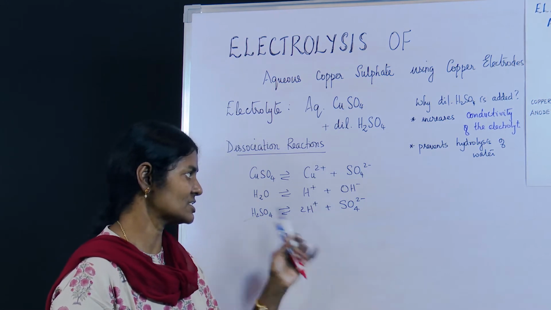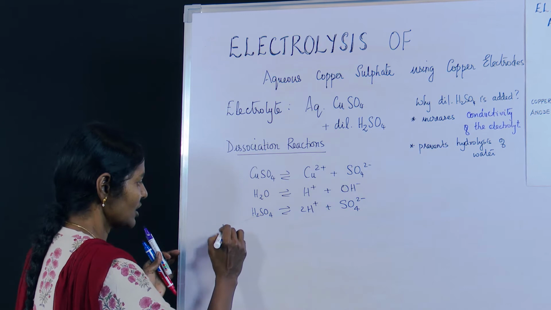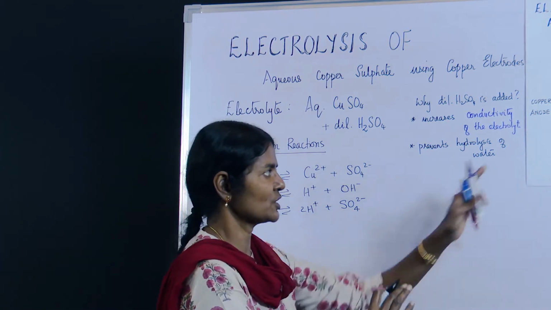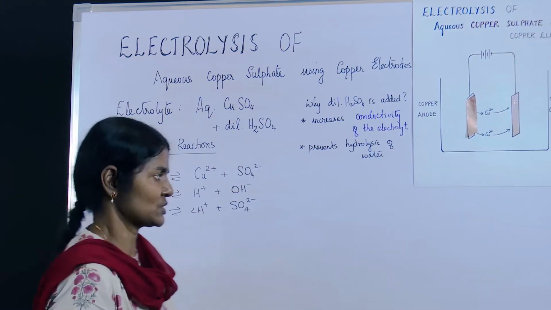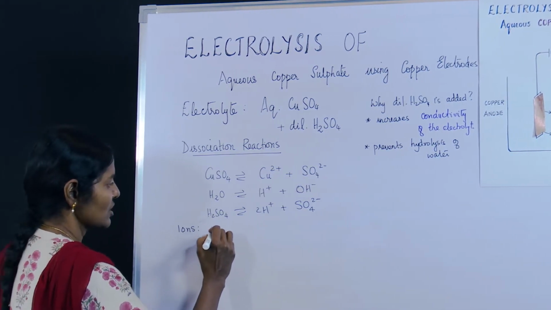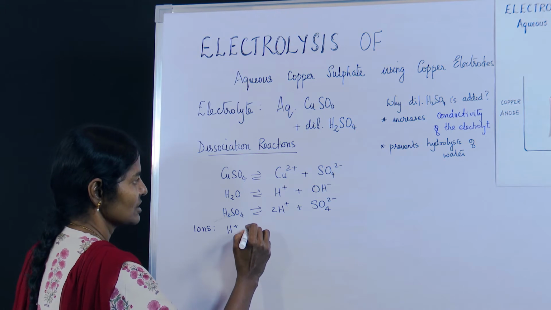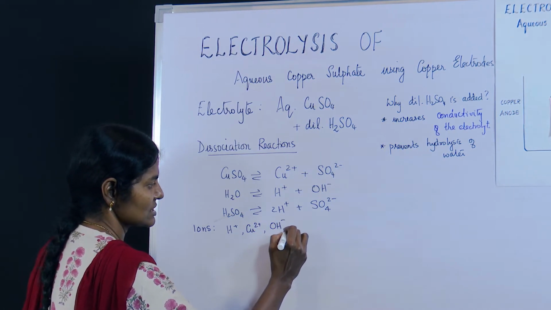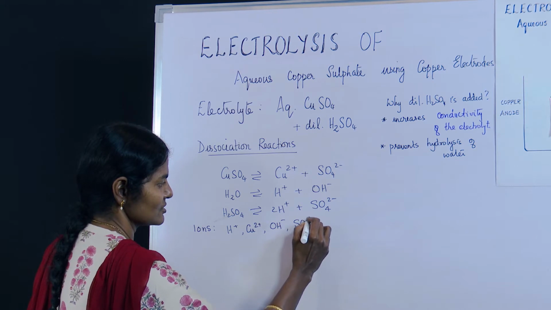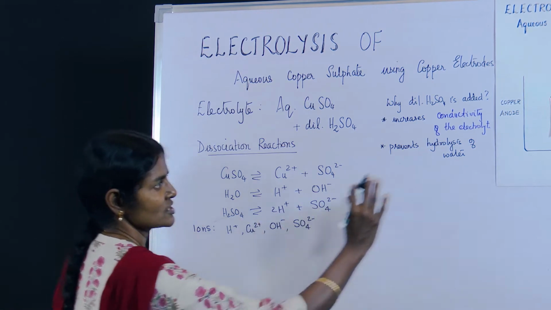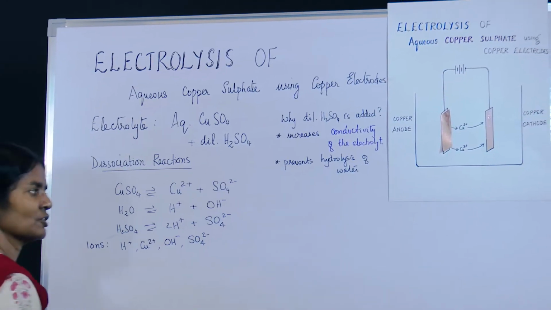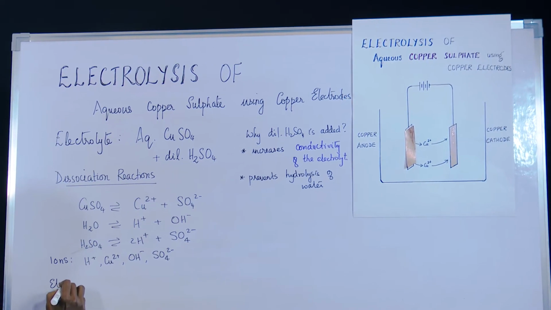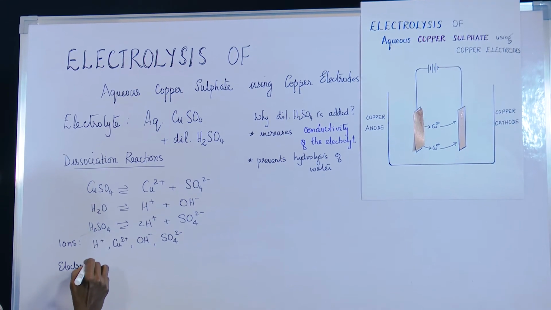The electrolyte is dissociating. So, what are the ions present? All these that break down would all be in this electrolyte. So, what are the ions present? You have hydrogen ions, copper ions, hydroxyl ions and sulfate ions. So, all these ions will be present in the electrolytic cell. Alright, now we move on to the electrolytic reactions.